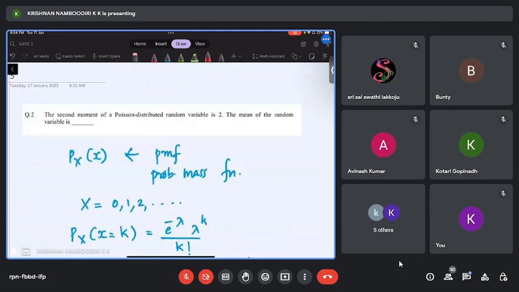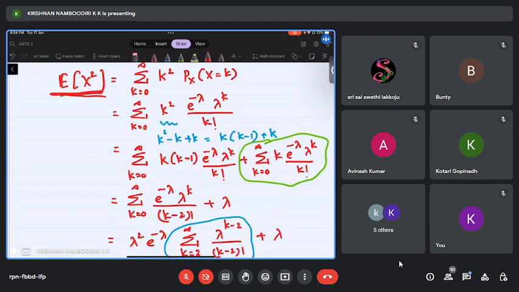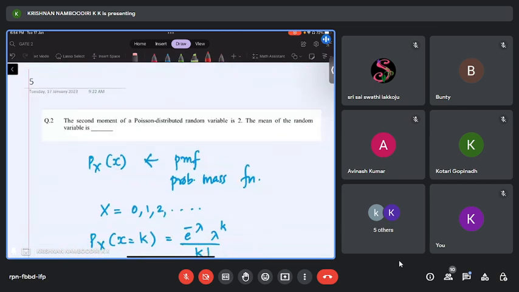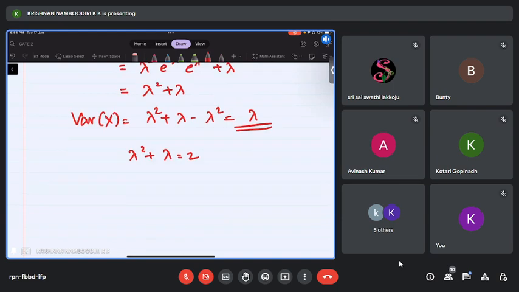Come to the question. The second moment of a Poisson distributed random variable is 2. The mean of the random variable is? We have already calculated the expectation of x square, the second moment, which is equal to lambda square plus lambda. Lambda square plus lambda equal to 2. Correct? And it is asked to find out the mean of the random variable. Mean is nothing but lambda. So it's a quadratic equation, lambda square plus lambda minus 2 equal to 0, which means lambda plus 2 into lambda minus 1 equal to 0. That means lambda equal to plus 1 or minus 2.